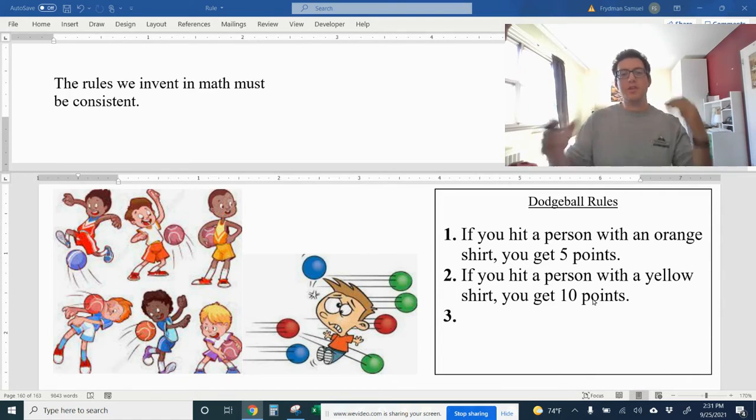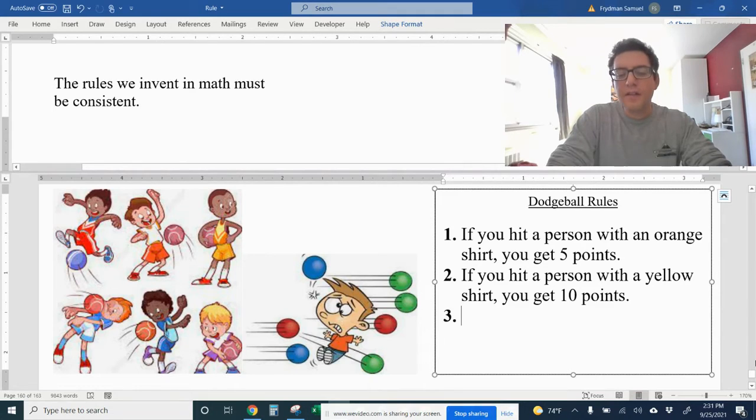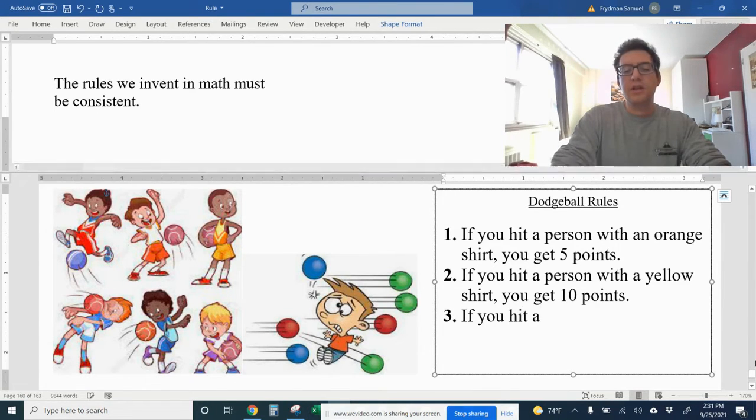If I see somebody with a yellow shirt and somebody with an orange shirt, I'm probably going to want to aim for the person with the yellow shirt because I would get more points that way. Right now we only have 2 rules. Let's see if we can invent another rule. 2 rules is not really that much, right? So let's see. How about if you hit a person with blue pants, you get 20 points.